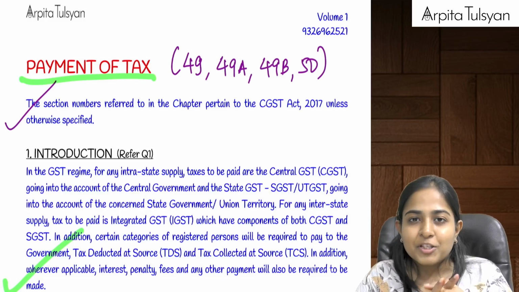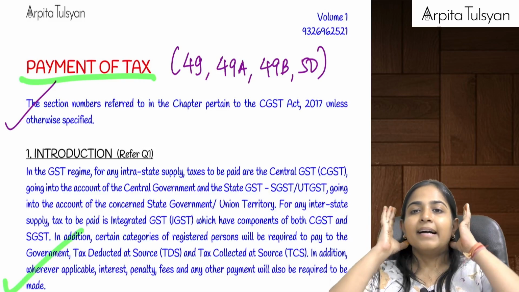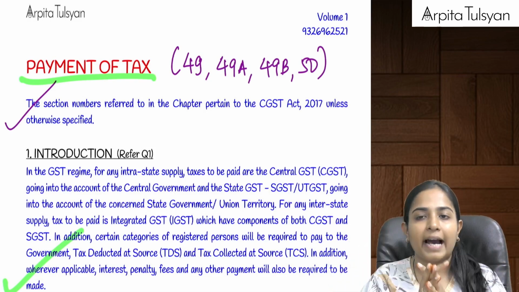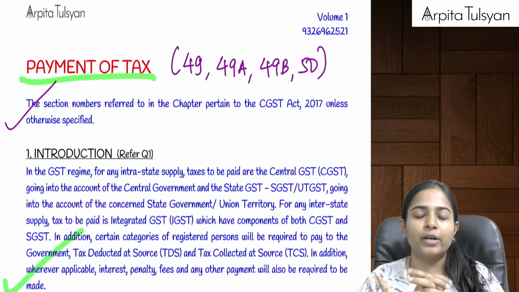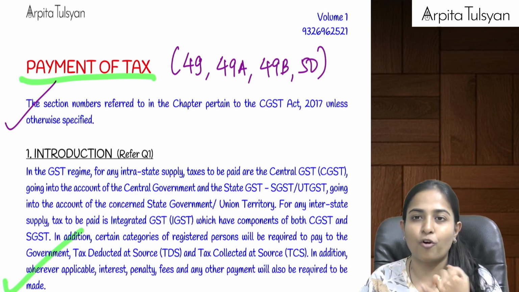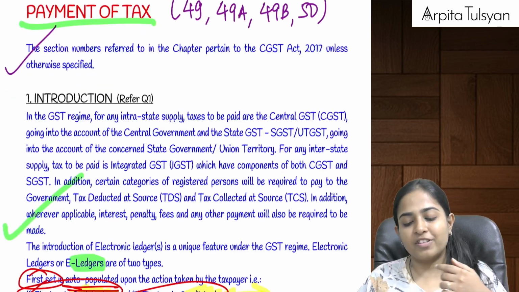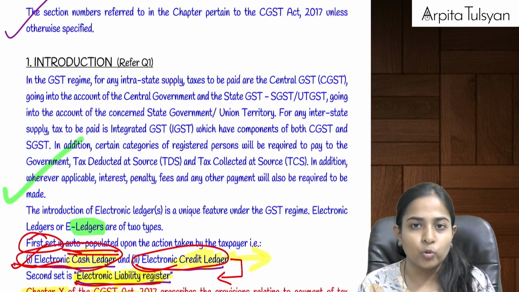Let's start with a super quick revision of the next chapter, that is payment of tax. Simple chapter, small chapter, ranging from section number 49 to 53 actually. But in this particular chapter, I have kept the TDS, TCS provisions separate. So we are going to deal with section 49, 49A, 49B and section number 50. And whatever relevant rules there are, we are also going to do along.